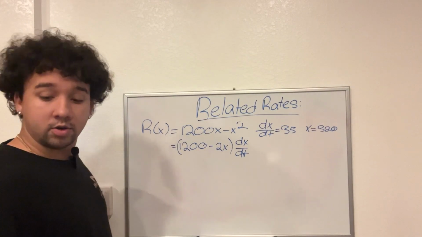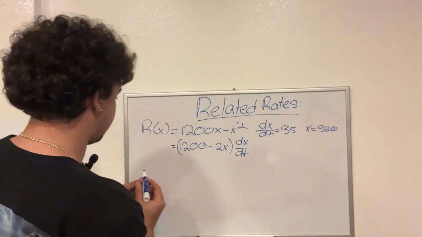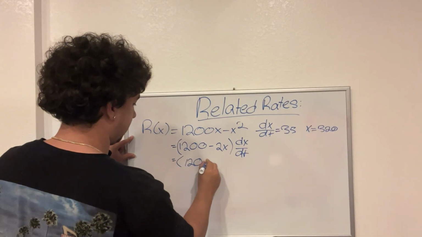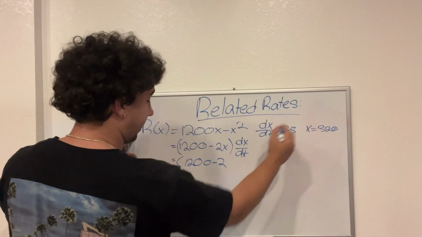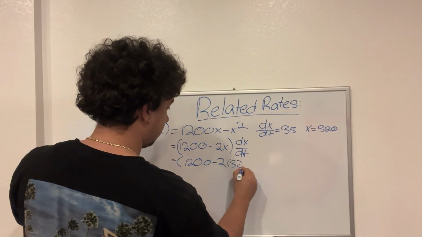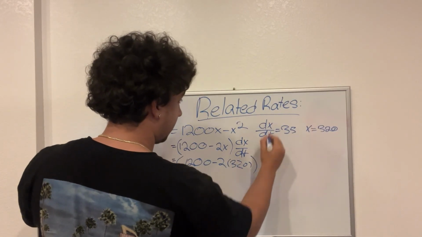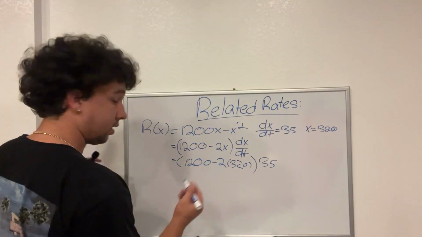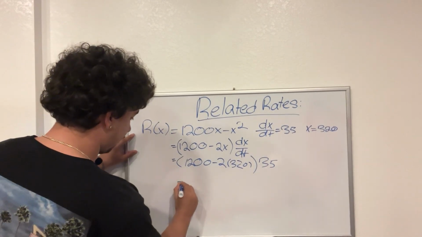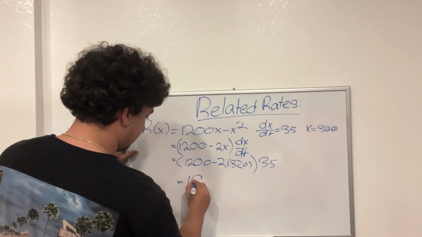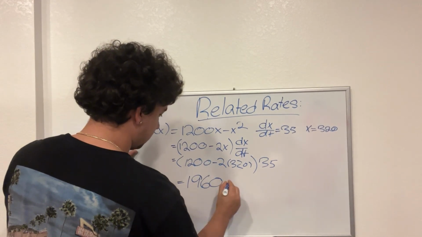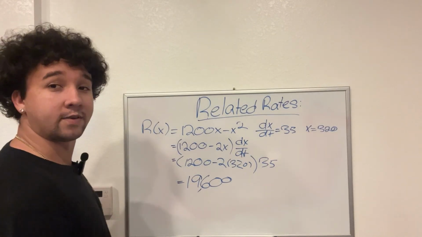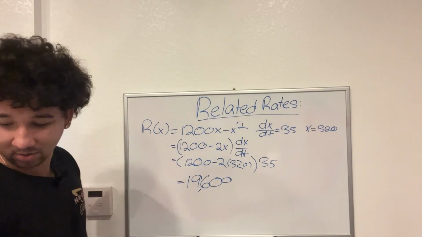So then from here, all we do is plug in, just like any normal equation. In this case, I get 1200 minus 2 times my x value, which is 320, times dx/dt, which was provided to us, 35. And essentially all this comes out to 19,600, giving us our final answer. On to the next one.